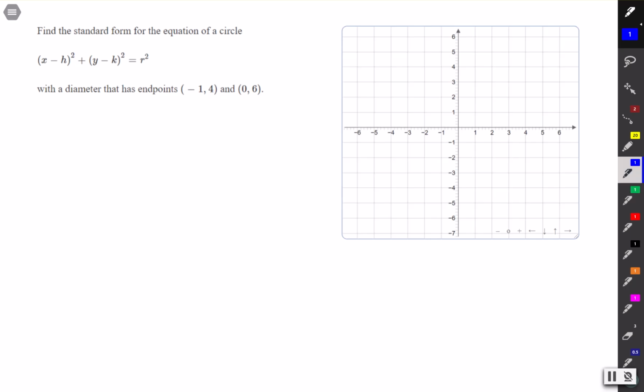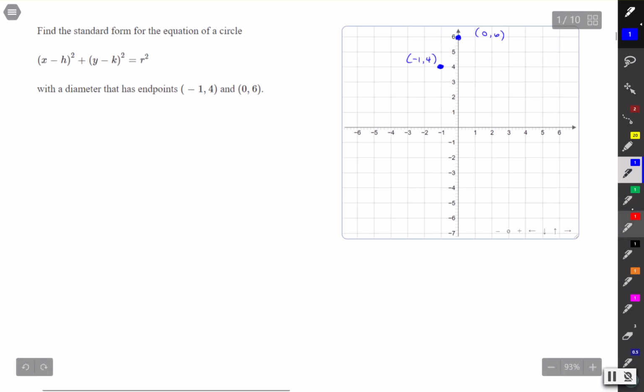So the points (-1, 4), let me plot those. -1 on the x, 4 on the y. There's one point. And (0, 6): 0 on the x, 6 on the y. Whoops, I would go up. All right, so this looks like it's going to be a fairly small circle, but that's okay. It doesn't have to be a large circle to get an idea of what to do.